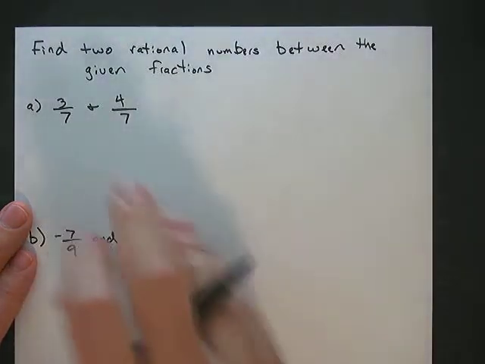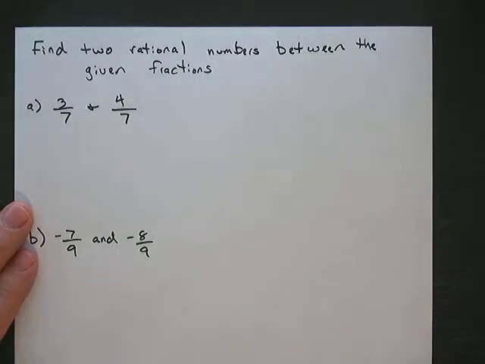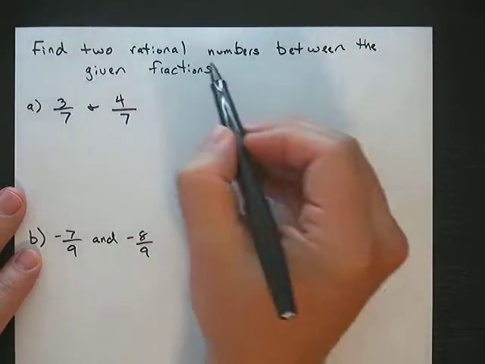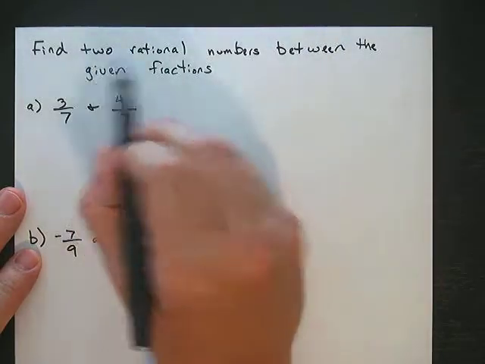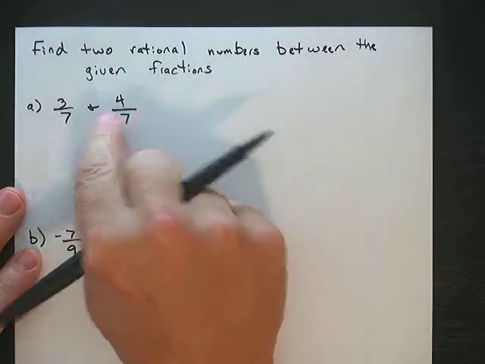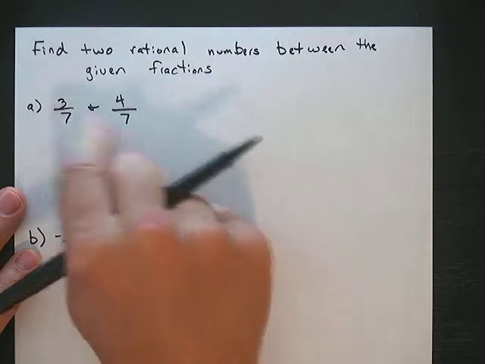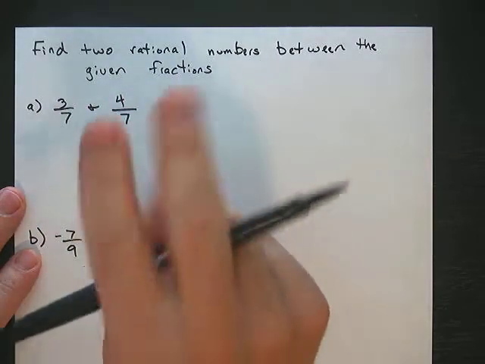What they want you to do is keep this in fractional form. So what we're going to do is try to change the denominator. Now remember, we're trying to find two numbers. Okay, two rational numbers, not just one number in between 3 over 7 and 4 over 7. We're trying to find two.